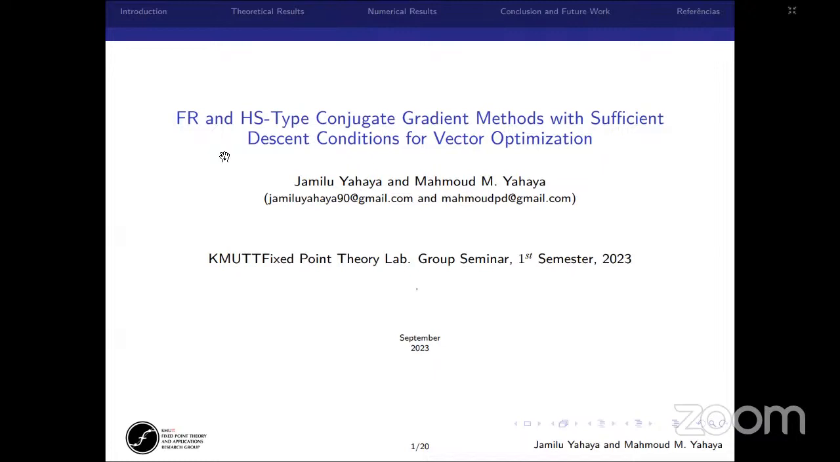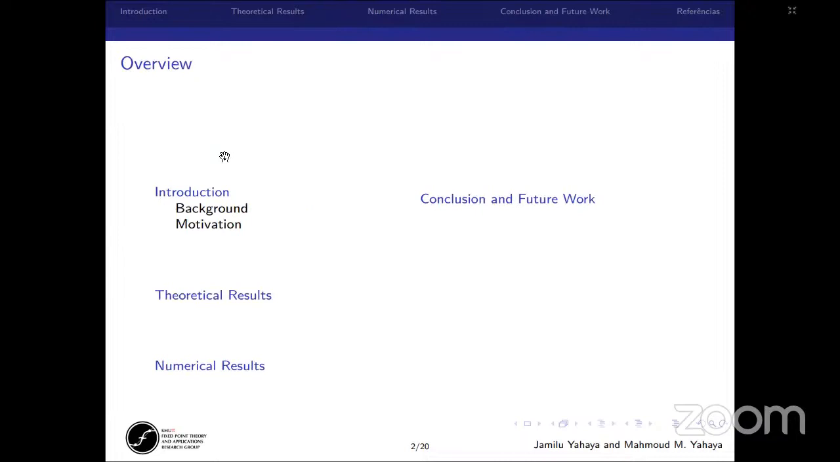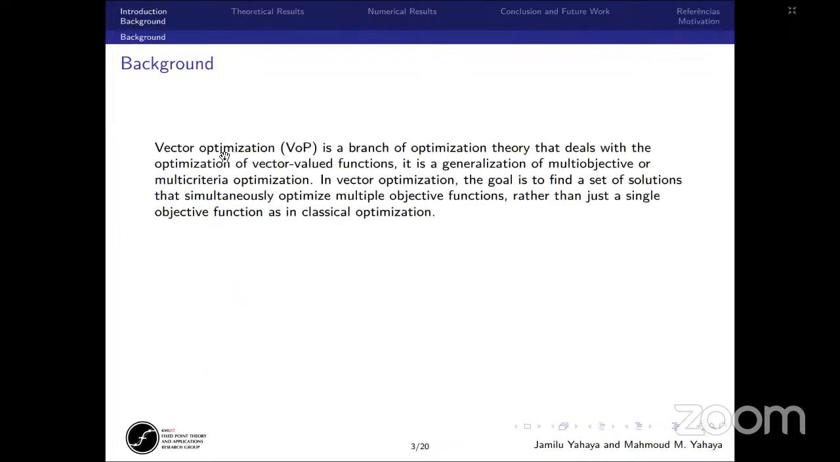So this is the title of the talk, and we are going to cover the following overview. In the first segment, we will talk about a brief background, followed by some motivations. Subsequently, we will give some basic theoretical results that allow us to use iterative approaches to solve these kinds of vector optimization problems. Then we will give a brief description of the algorithm, followed by some numerical experiments. Finally, we will talk about the conclusions and future work that we hope to do. So, move to the next slide.